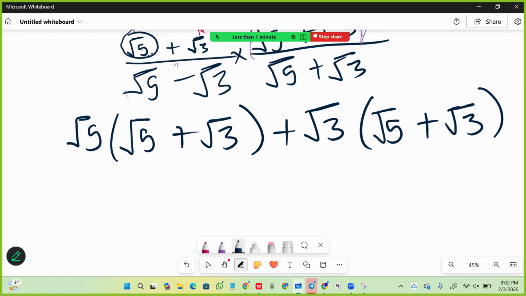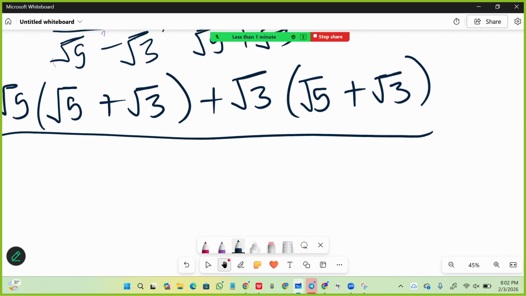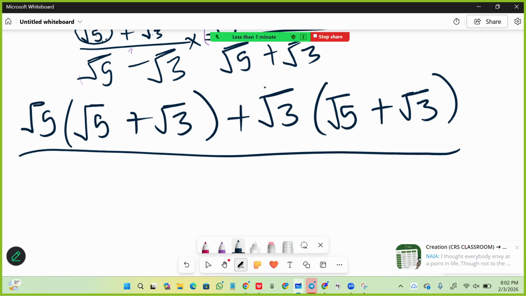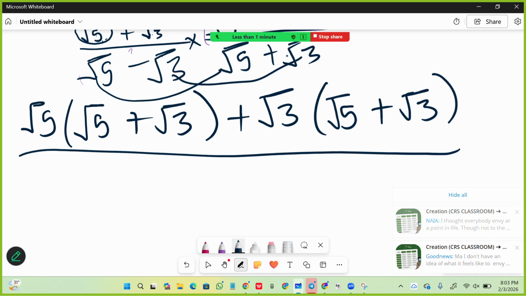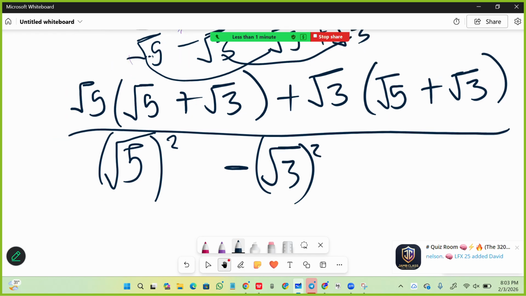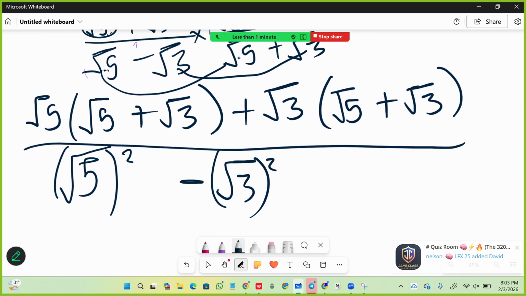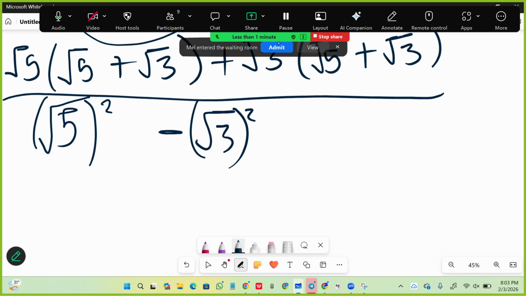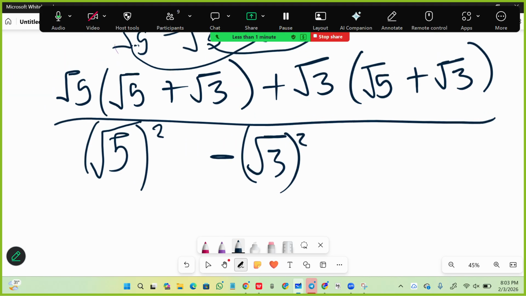Now, the next thing you need to know, I'm going to show you one shortcut because there's no time in JAMB. When you want to multiply the bottom, just multiply this one and this one. What I mean is, pick this one, say root 5 square minus root 3 square. Do you understand what I did? Root 5 square, root 3 square. Once you can solve that, the class is going to be over in less than 1 minute.